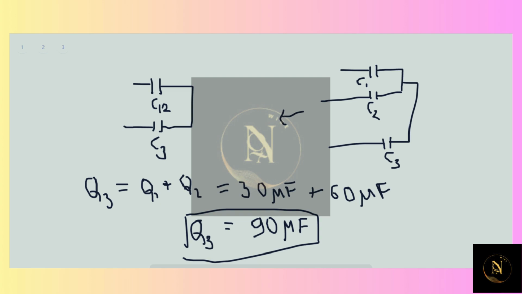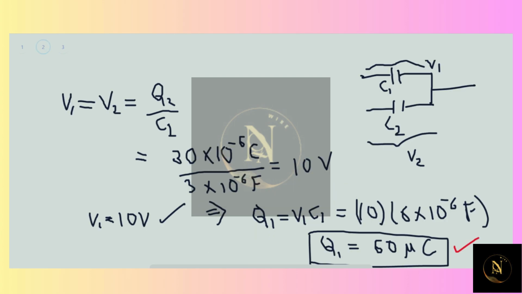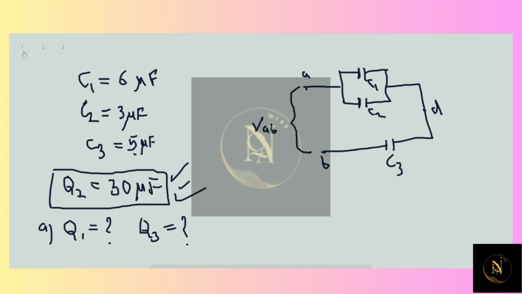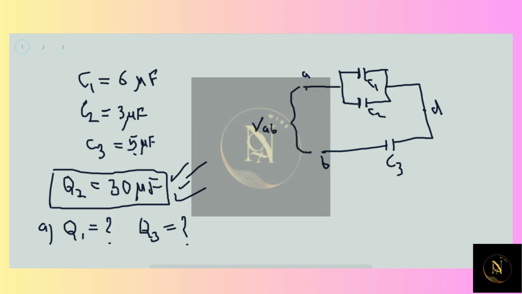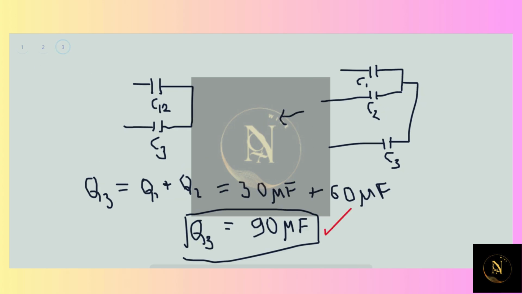With this, we have successfully completed the first part of the problem. We have found the charge on capacitor Q3, Q1, and the charge on the second capacitor was already given to us. The second part of the problem is we need to find the equivalent voltage, the potential difference across the points A and B.